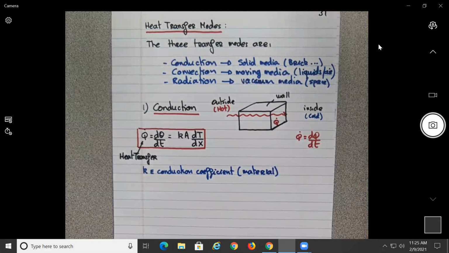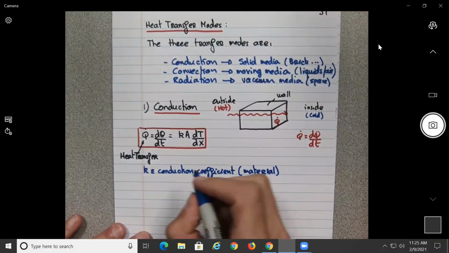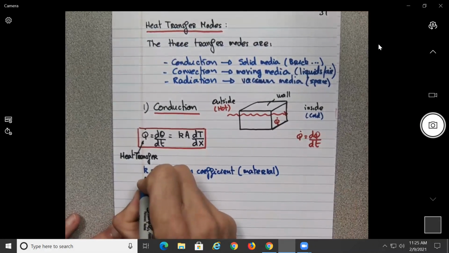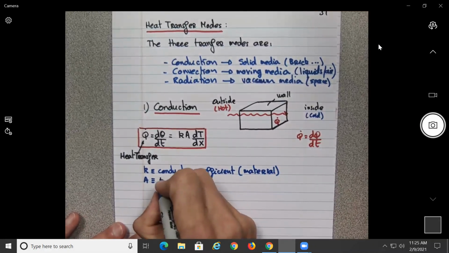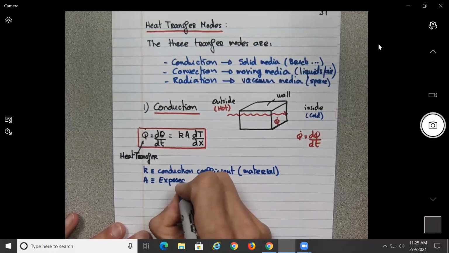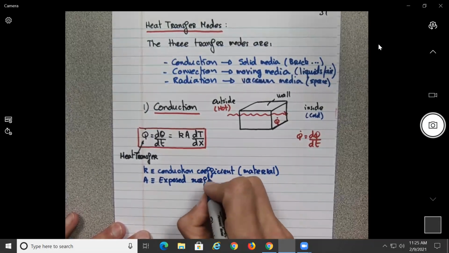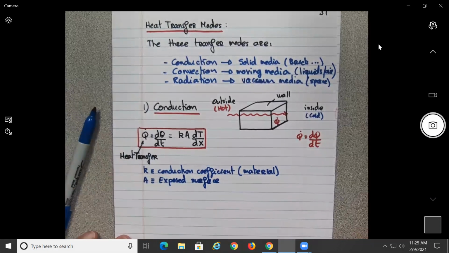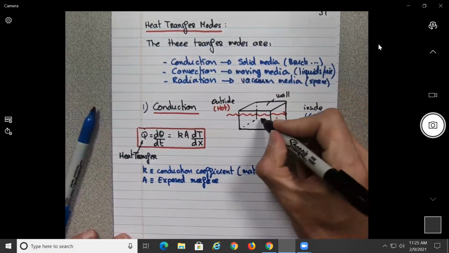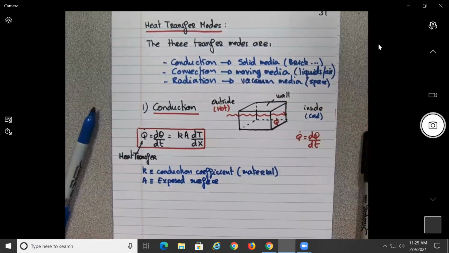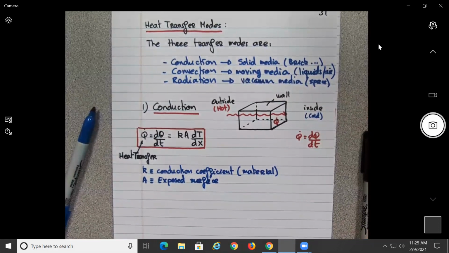Okay, so now A, here be careful, A is the exposed surface. So if this is the wall over here, imagine it's easier maybe to look at the wall of your house. So what would be the exposed area? What is the exposed area of the wall of your house, let's say to the sun? It's all the outside surface of the wall in your house, no?